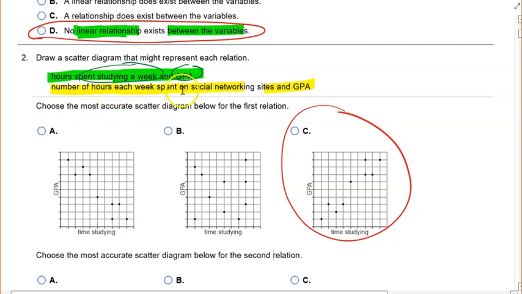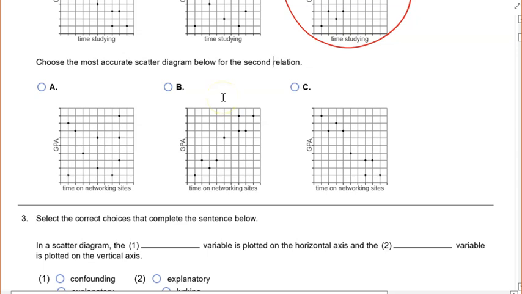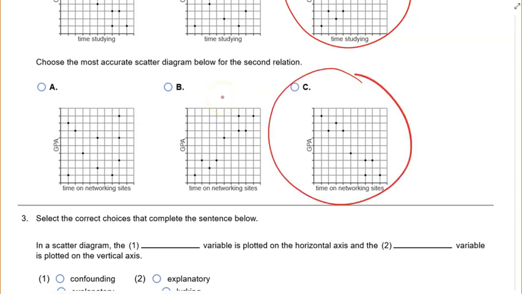Number of hours each week spent on social networking and GPA. If you spend more hours on social networking, you don't study, you're just looking at social networking, and your GPA goes down. Therefore, the answer must be C here also. You can see that as time on social networking increases, your GPA, which is the y-axis, goes down. Therefore, the answer is C.